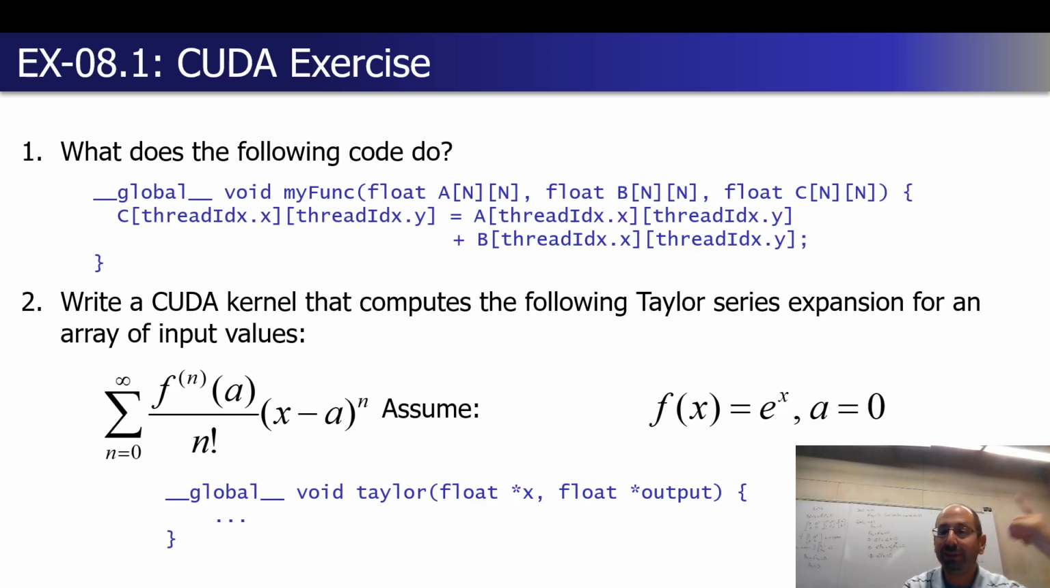But Taylor series expansion for the function e to the x is relatively straightforward, right? Because the derivative is the same. The derivative of e to the x is also just e to the x. So you can actually just calculate the value given an initial starting point and run a certain number of iterations to get a value that should be reasonably close to correct.